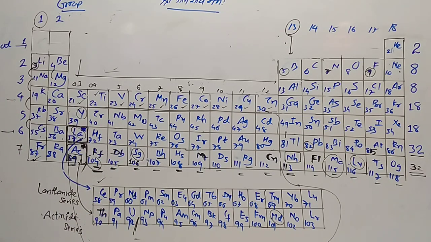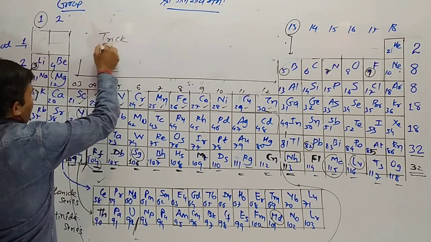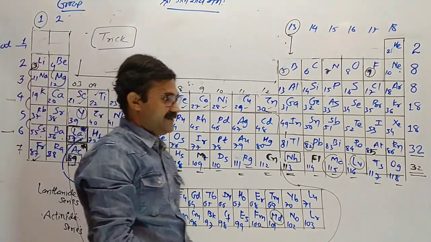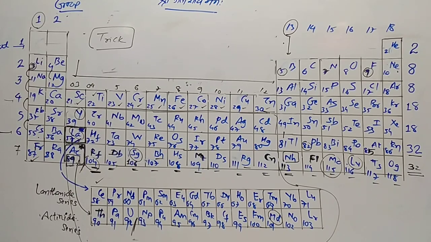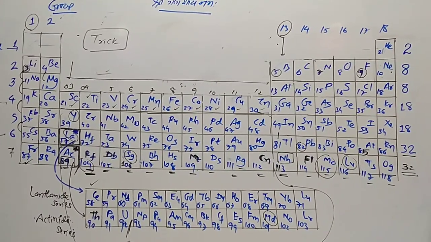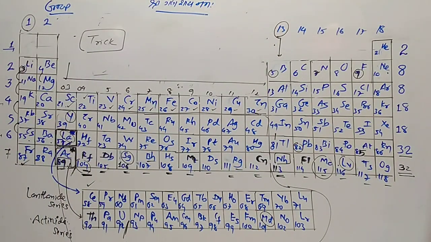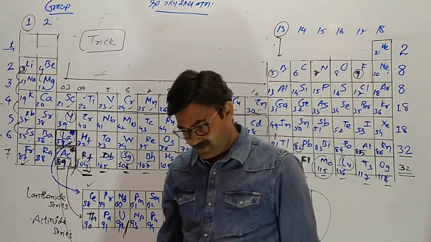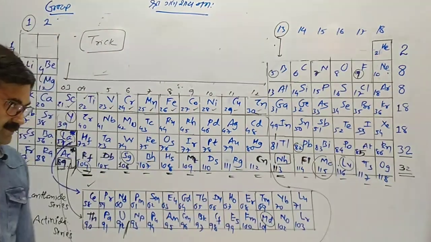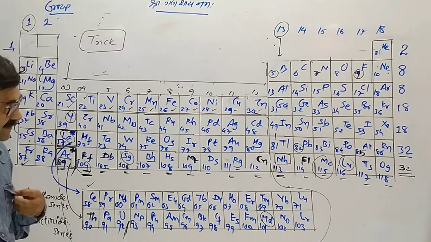Here, how to define? Yes, I am giving you a trick: the place of the element in period and in group. There is a trick, and I am giving you the trick on how to define the place of an element. But remember, you should know the atomic number. Once we remember the atomic number, or if it is given in the exam, we can define the place of the element in our periodic table.